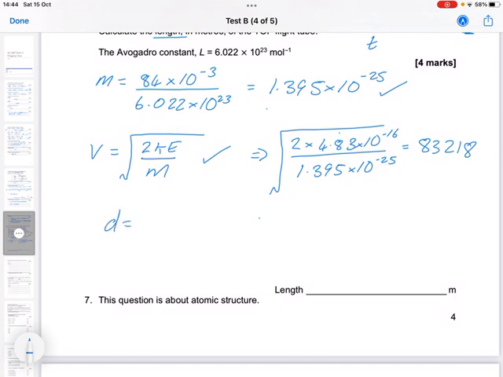And then the last part, to work out the distance. The distance is velocity times time. Velocity is 83218 times time, which is 1.72 times 10 to the minus 5, which equals 1.43 meters.